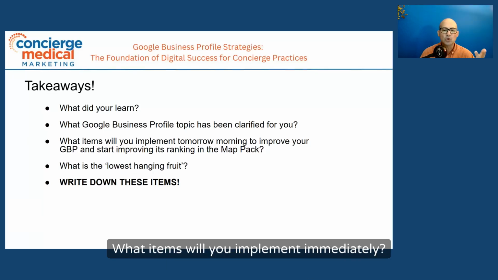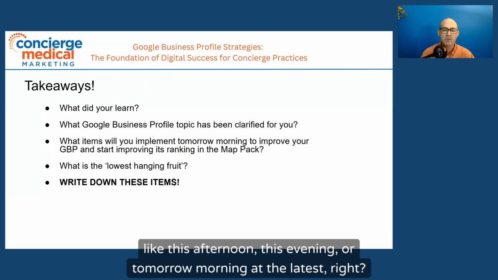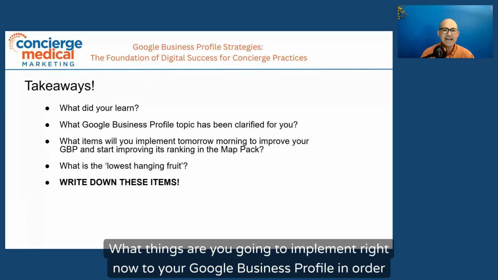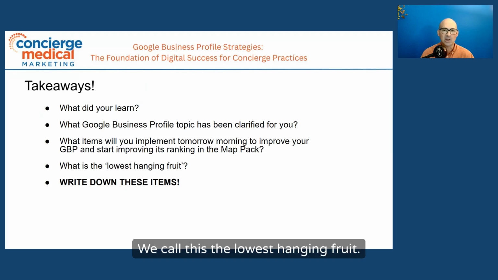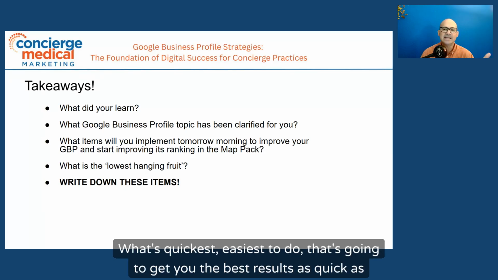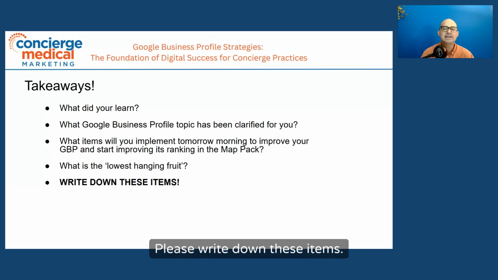What items will you implement immediately, like this afternoon, this evening, or tomorrow morning at the latest, right? What things are you going to implement right now to your Google Business Profile in order to start improving the rankings in the Map Pack? We call this the lowest hanging fruit. What's quickest, easiest to do, that's going to get you the best results as quickly as possible. Please write down these items.